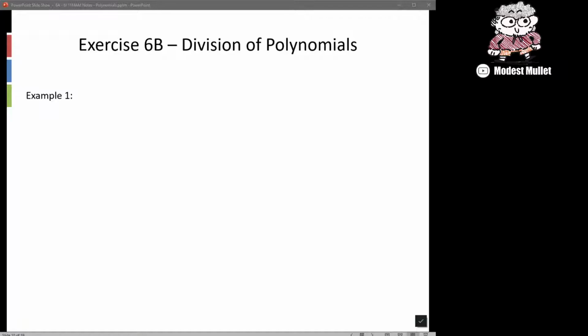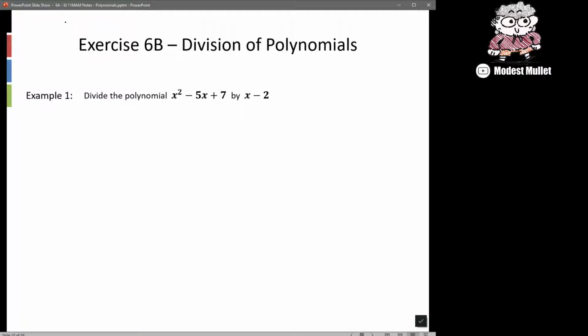We're going to be doing division of them, but just to start with a simpler example, we're going to start with the division of a quadratic. So division of polynomials is where we take one polynomial and divide it by another polynomial. So let's get started straight away with an example. Divide the polynomial x squared minus 5x plus 7 by x minus 2. So that's the division we need to do.